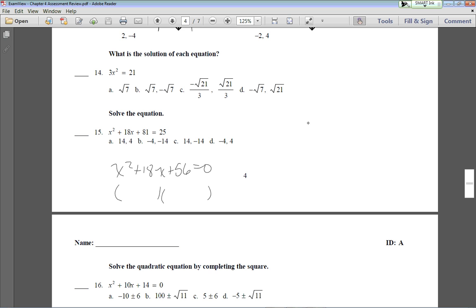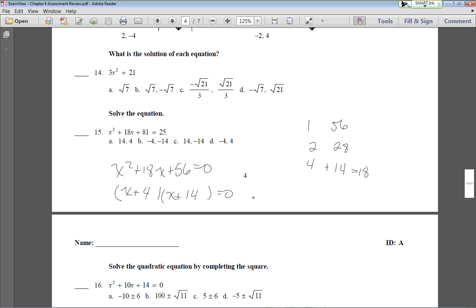Okay, so you have 56: you have 1 and 56, you have 2 and 28, you have 4 and 14. Oh, there we go. 4 plus 14 equals 18. So this is going to be, and this is plus and this is plus, so both of these are plus. So it's going to be x plus 4 and x plus 14 equals 0.